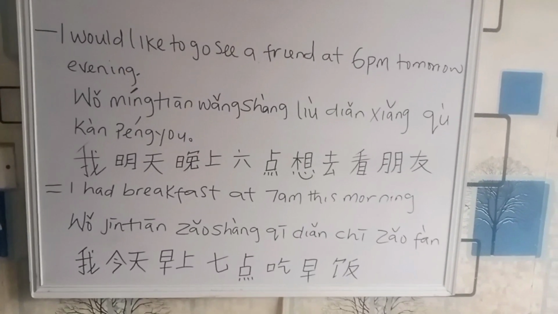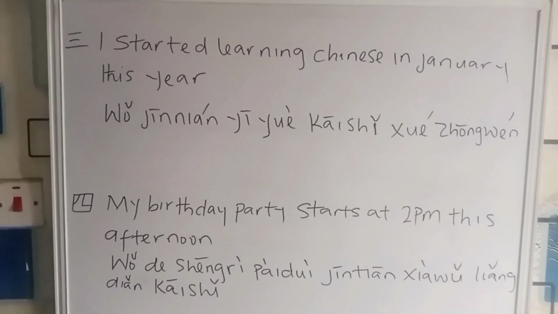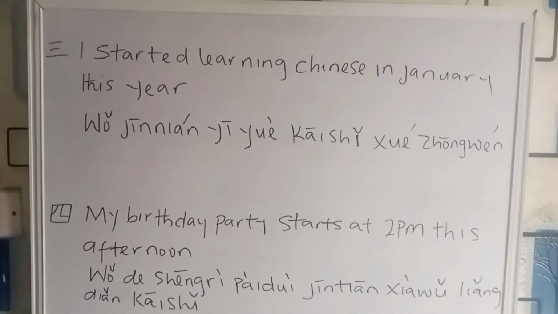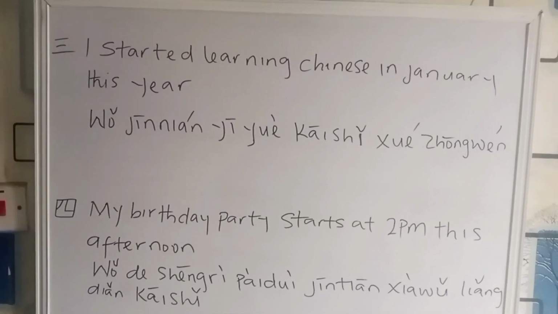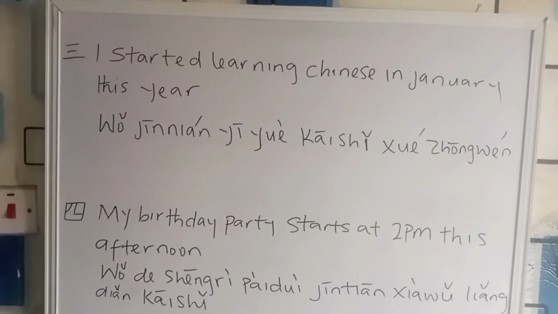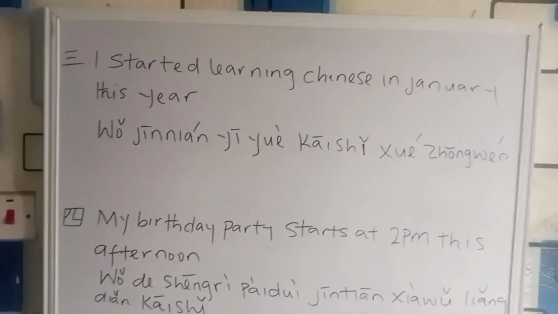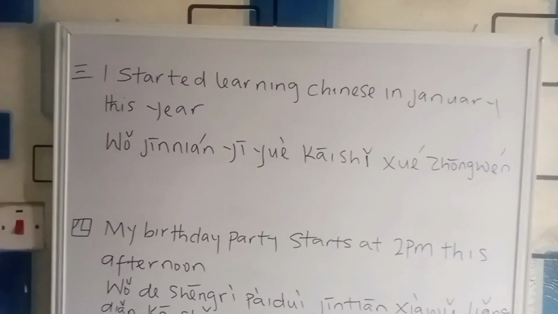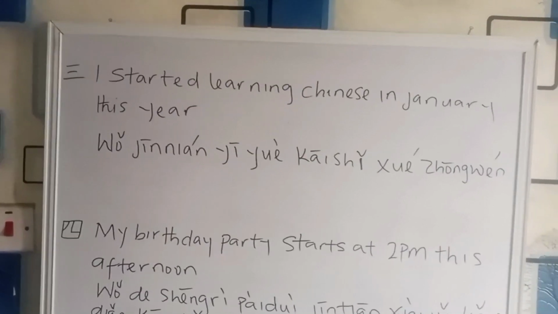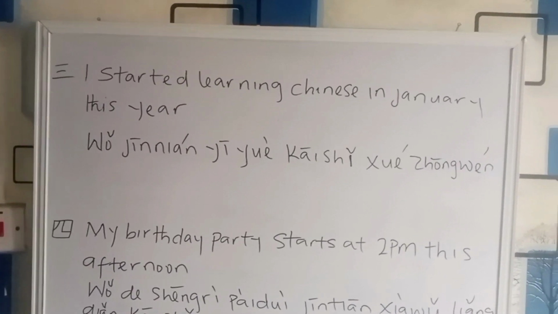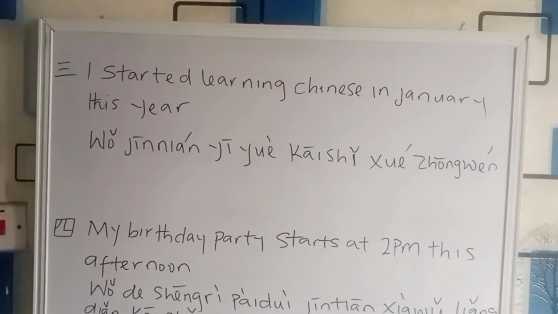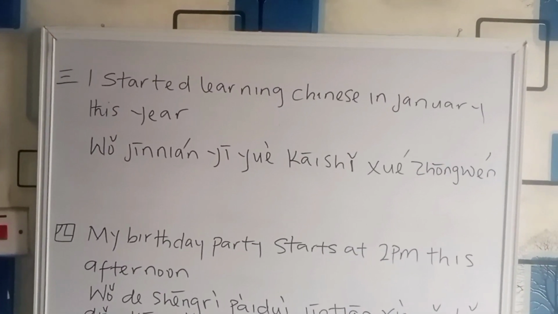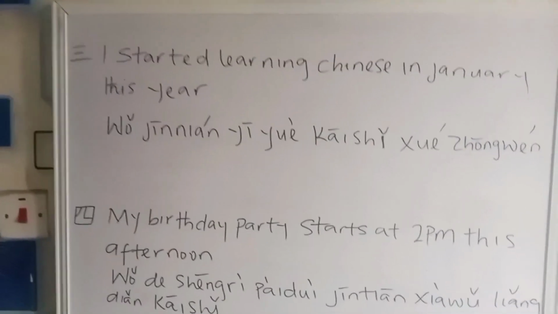Please note this down. So here are the two other sentences I want us to look at. The third one here is, I started learning Chinese in January this year. The subject is I. The action is started learning Chinese. So that action is going to come last. After I, what I will say is this year, January, not January this year, because year is bigger than the month. So after I, you say this year before you say January, and then started learning Chinese. And that is what I did here.